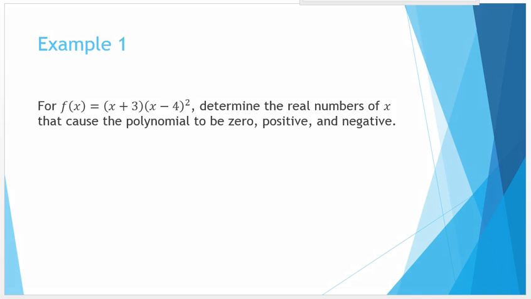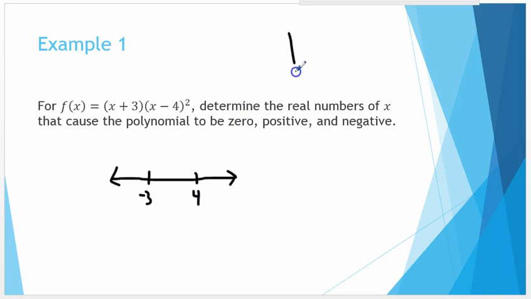So here's an example where they've actually given us the function in a factored form, which is convenient because that means we can go straight into drawing our number line. We don't have to do any of the factoring on our own. So one of the zeros is going to be caused by this factor at x equals -3. The other one is going to be caused by this factor at x equals +4.